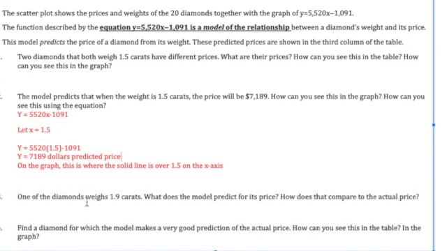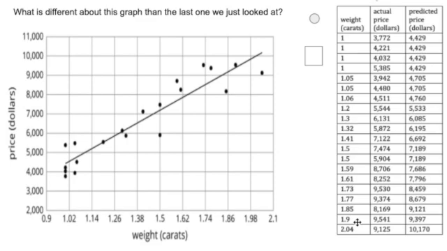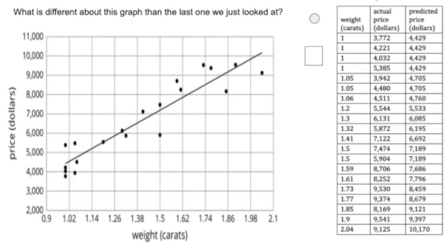Okay, so one of the diamonds weighs 1.9 carats. What does the model predict for its price, and how does that compare to the actual price? So I can look at a couple different places for this. I'm going to look at the table, though. So table, 1.9, the actual price was 9,541, and predicted was 9,397. So I got to remember those numbers. Actual, 9,541. Predicted, 9,397.